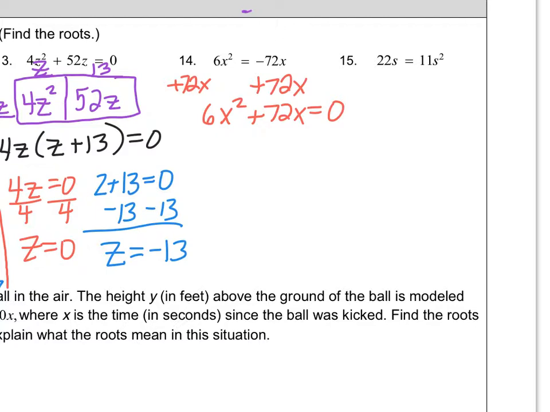So I want you to factor number 14 and number 15 and then solve them. Pause your video while you're doing it and then check back for the explanation.